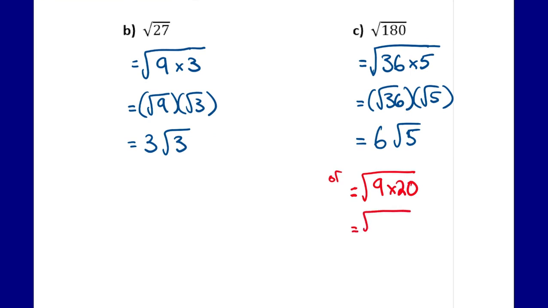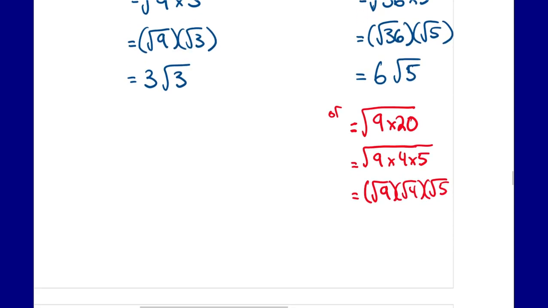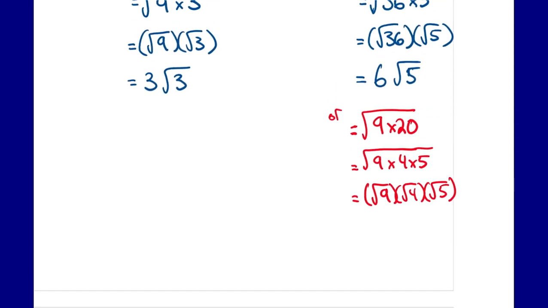I could then break up 20 into 4 times 5, because 4 times 5 is 20. 4 is also a perfect square. So I could simplify this as root 9 times root 4 times root 5. Root 9 is 3, root 4 is 2, root 5 is root 5. 3 times 2 I can simplify to 6, and root 5 stays the same.